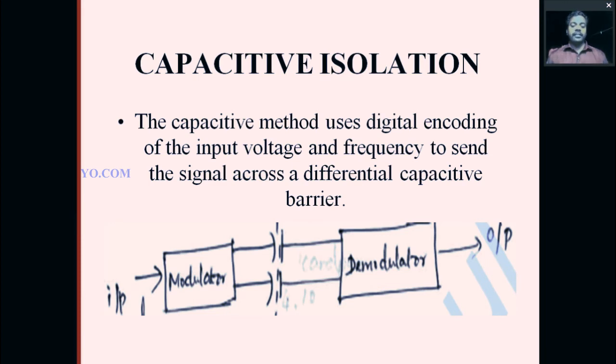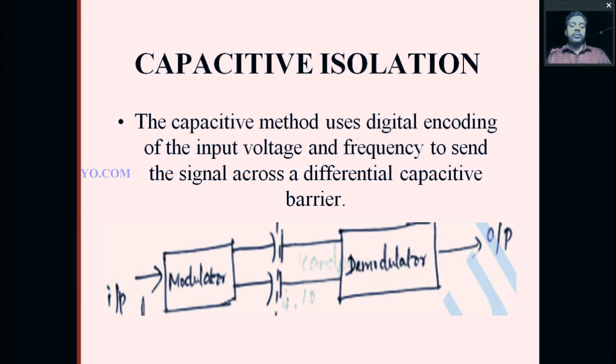Right. So the modulator modulates the input signal and it is given to the capacitor. The capacitor again transfers it to the demodulator, then we get the output. The modulator and demodulator are both separated by the capacitor. The modulator has a different voltage, and the demodulator has a different voltage range.